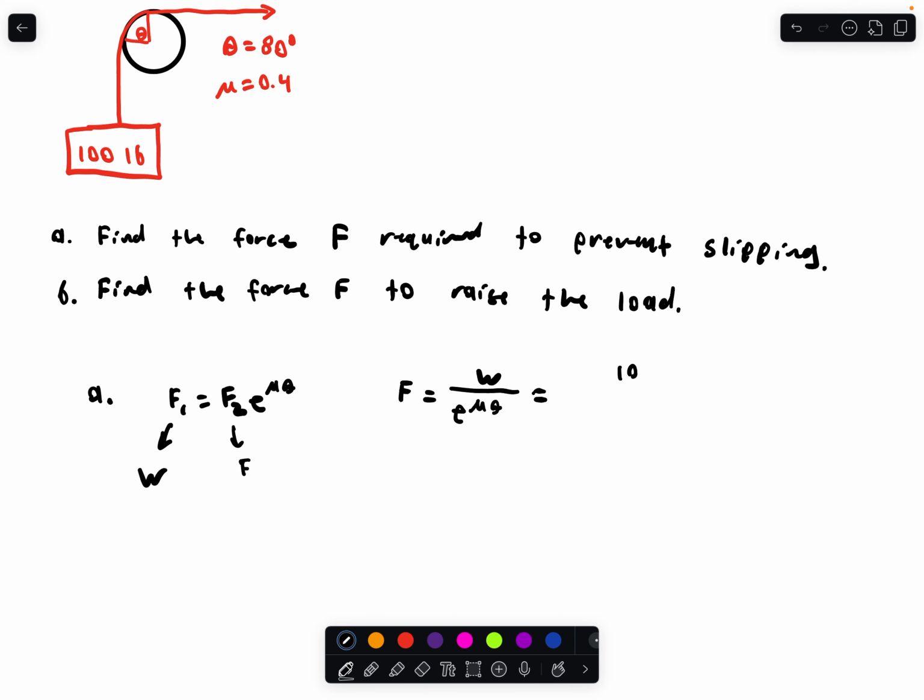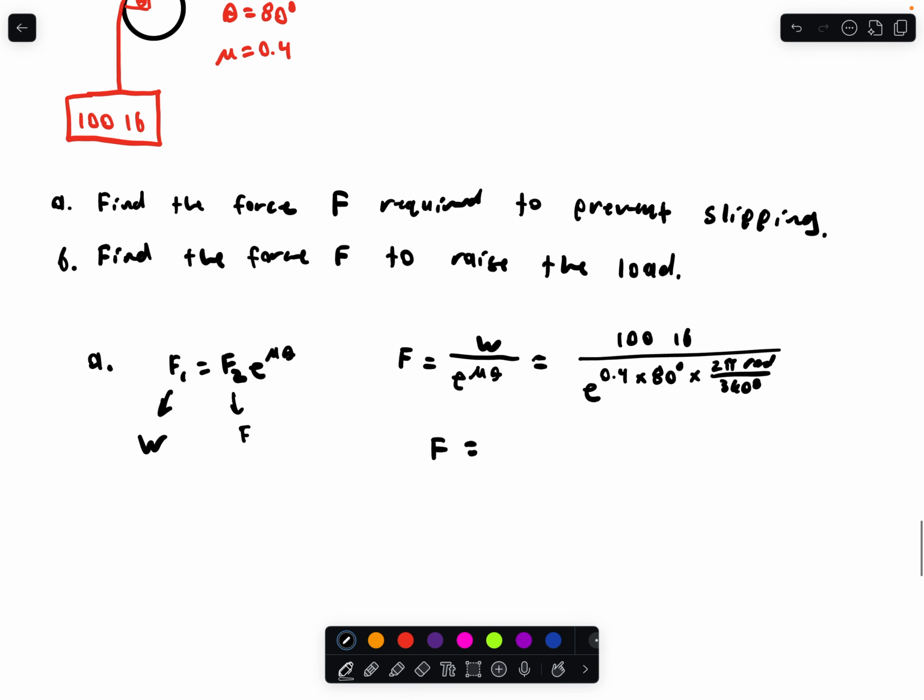So that's just going to be 100 pounds divided by e to the 0.4 times 80 degrees, and then we're going to convert this to radians, so times 2 pi radians per 360 degrees. And that comes out to be 57.21 pounds, which, again, a good spot check. That is less than 100, which is what we would expect because friction is helping us.